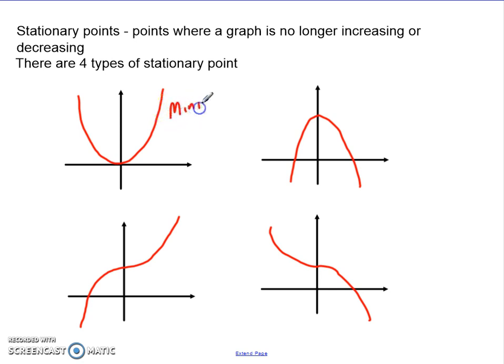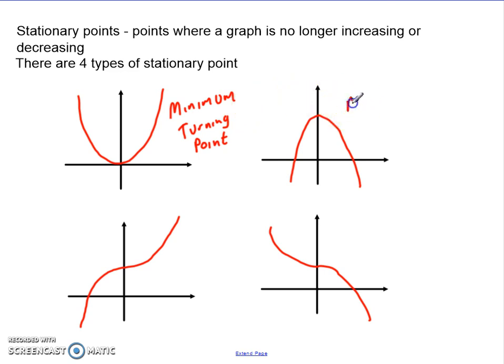This one here is what's called a minimum turning point. What that means is it's a point, you'll notice, where the graph turns back on itself, but it's also the minimum, i.e. the lowest point on the graph. So if you're ever asked to calculate a minimum turning point or a lowest value, that's what it's meaning.